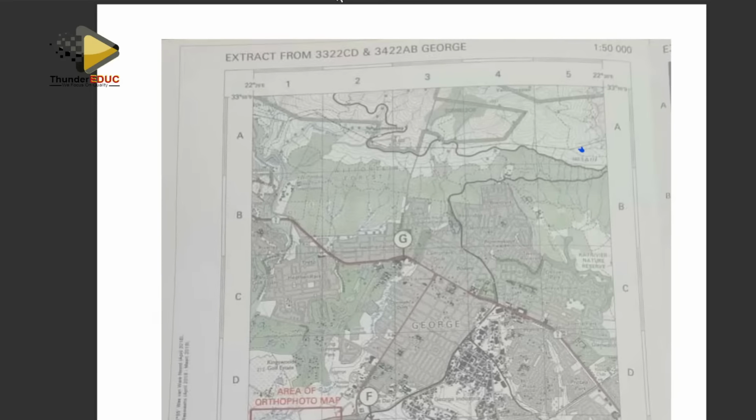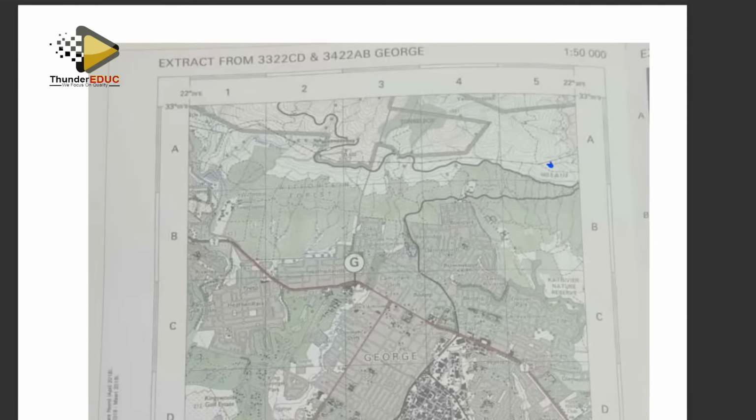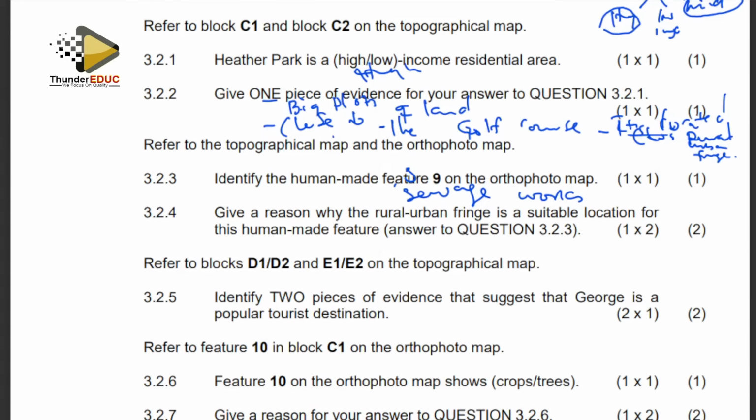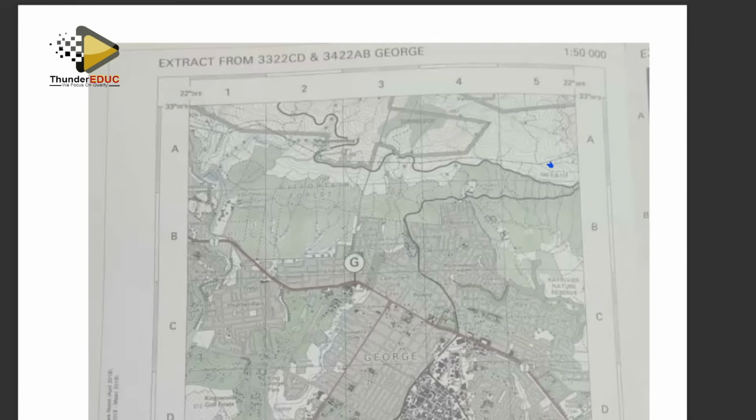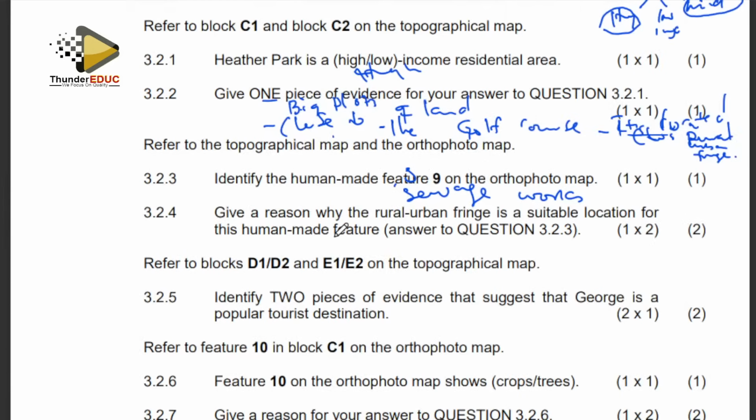Give a reason why. I want us to look at that feature clearly and see if we can get it clearly. Okay, let us see here. Look here. This is the feature here. The name for the feature is here. It's a sewage works. Okay, it is this feature here. Now, the next question says, give a reason why rural-urban fringe is a suitable location for this human-made feature.